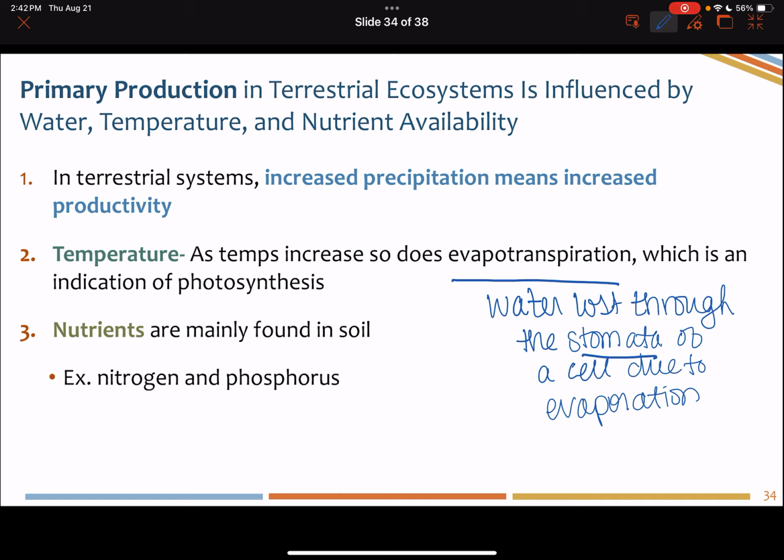Sometimes primary productivity is limited by nutrient availability, nutrients that are in the soil or nutrients that are in the water. The most common nutrients that are going to limit primary productivity are nitrogen and phosphorus. Nitrogen and phosphorus are really important for plants, and they are often relatively scarce in an environment. So if they are scarce, it's going to limit our primary productivity. If they are in good supply, then production is not going to be limited and it will continue.